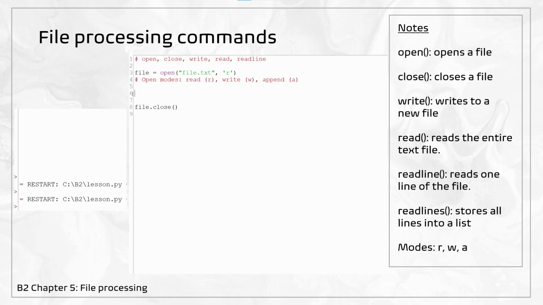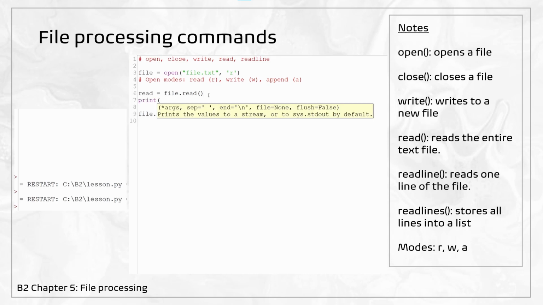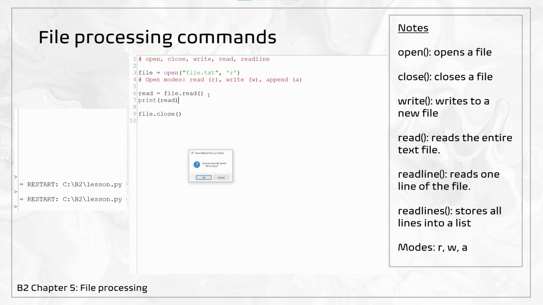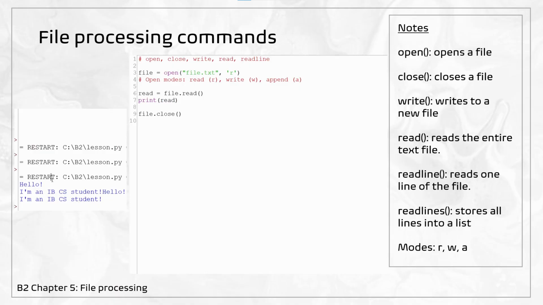Now to read all data from the file, use file.read. This reads all the text inside of the file. What we can do is store this inside of a variable, so we can just call this read. Now we can print read, and if we do that, we get everything inside of the file that we've written so far.